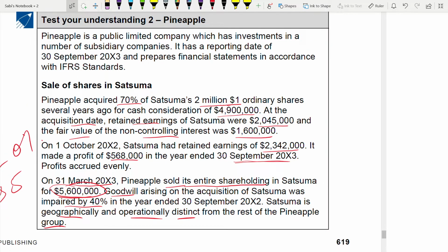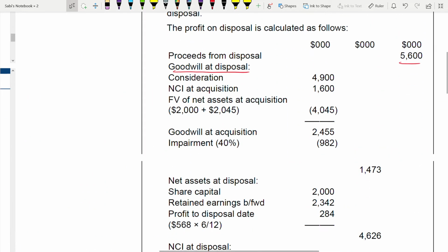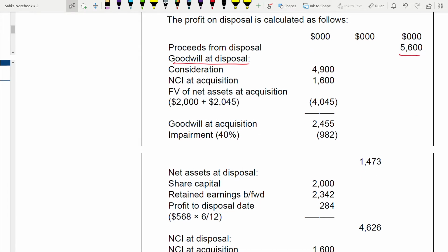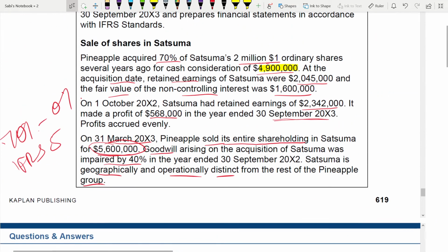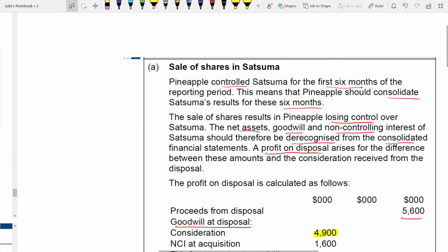Okay, let me highlight it for you. It is 4,900,000. You have bought it at that date because goodwill you calculate at the date when you bought it. So 4 billion. I will highlight it like this so it's easy for you to reference. NCI also they have given you already. What is it? 1.6 million. This is the NCI, fair value of NCI. So that as it is you can take. On the date of the acquisition you have to take this.